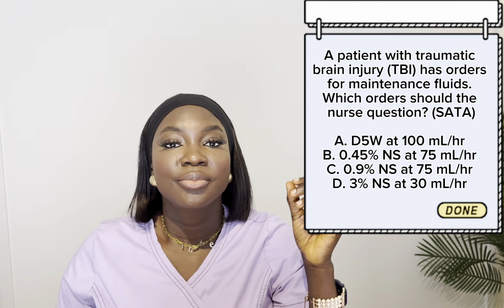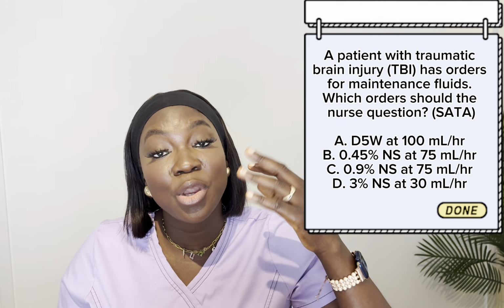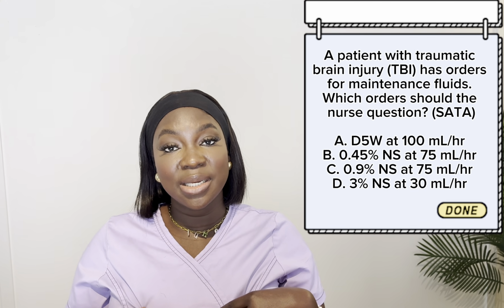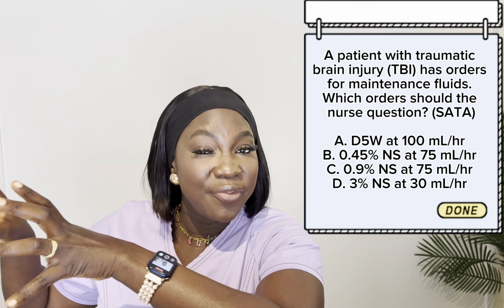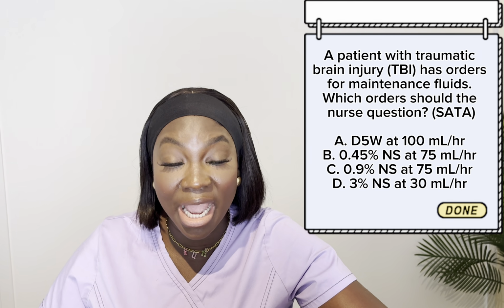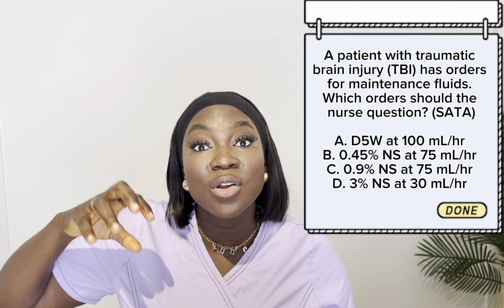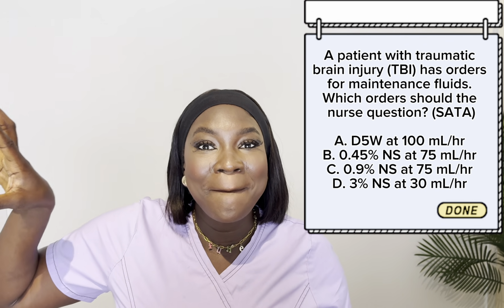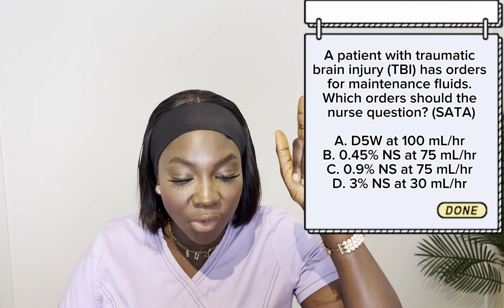We know that 5% dextrose in water becomes hypotonic in the body when it's metabolized. And hypotonic fluids shift more fluid into the cell. So if you give a patient who already has a traumatic brain injury hypotonic fluids, that will cause more fluid to shift into the brain cell and worsen the cerebral edema. So that is why we are not giving them.